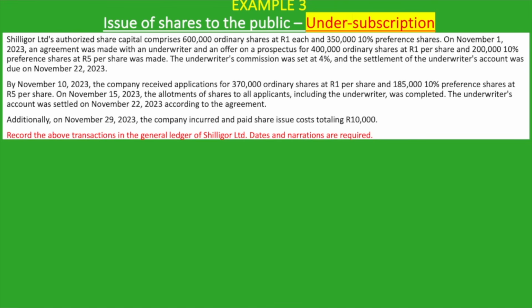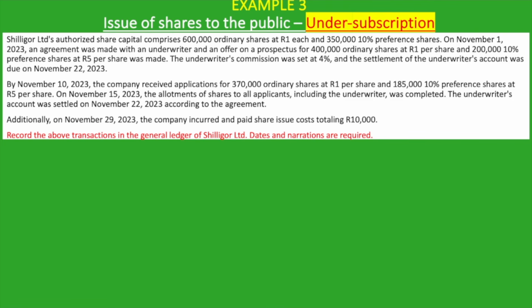Here we go. We are asked to record the above transactions in the general ledger of Sheligo Limited. Dates and narrations are required. Now remember the steps that we had mentioned. We are going to remember those steps and we're going to apply them here as well. Remember, the scenario doesn't matter whether it's an oversubscription or undersubscription. You still need to apply those steps, and they're easy if you know those steps and you know what to do when you're given a scenario. So let's read what the information tells us.